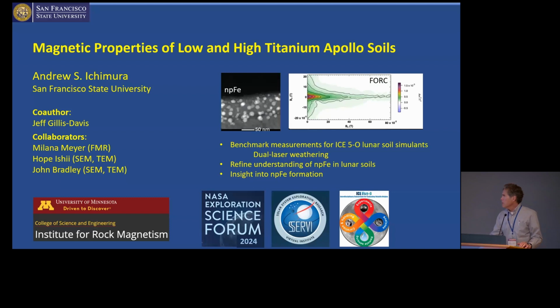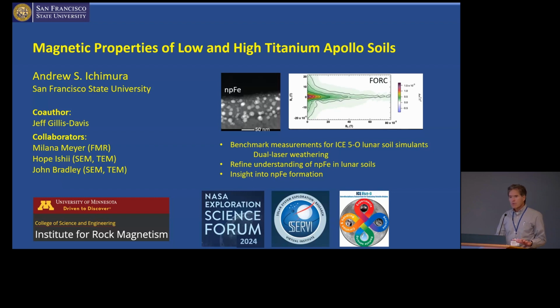All right, so the magnetic properties of lunar soils arise from nanophase iron particles that are found in amorphous rims and agglutinates and in the glassy parts of the lunar soils. And they are typically very small, much less than 50 nanometers.